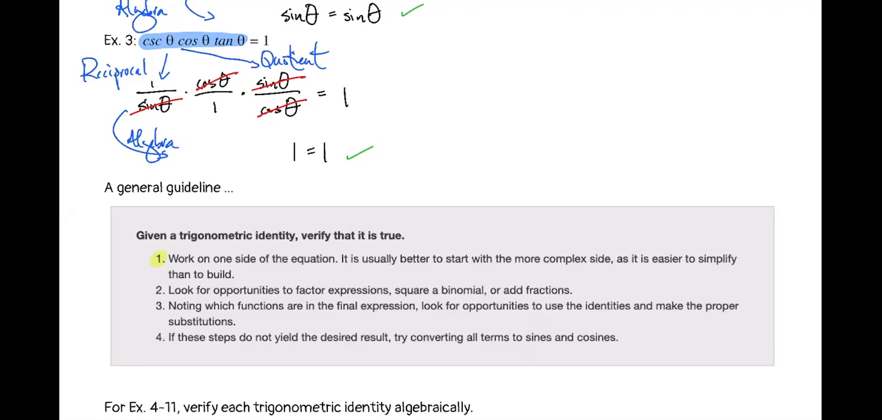And I know that complicated looks different to different people, so I'll try and make it clear why I might start with a specific side. The second thing is you want to look for chances to factor or to square or to add fractions. And I'm actually going to add to this, or break apart fractions.